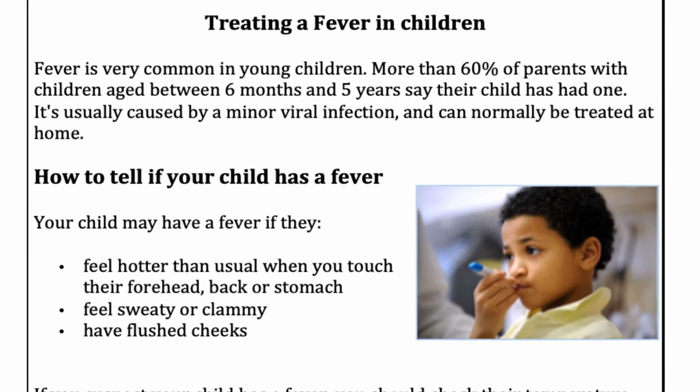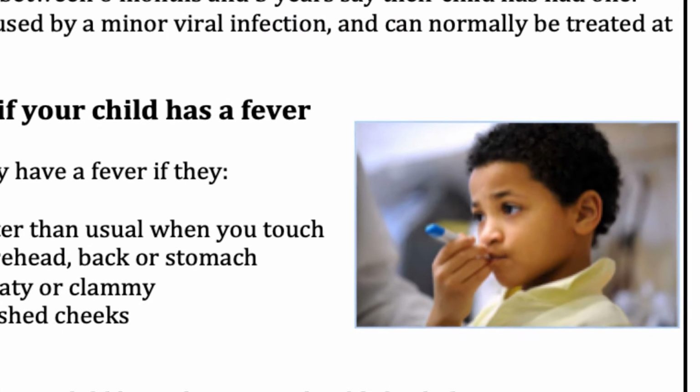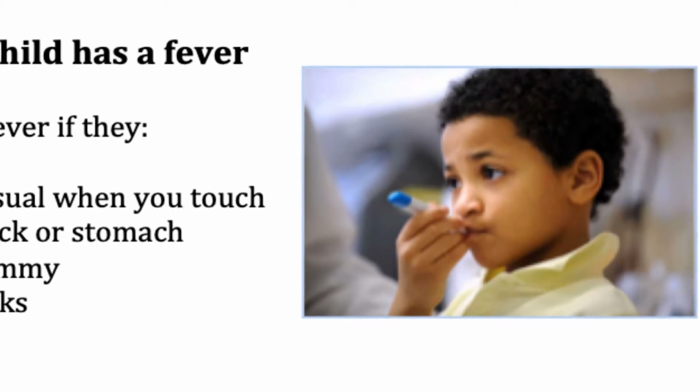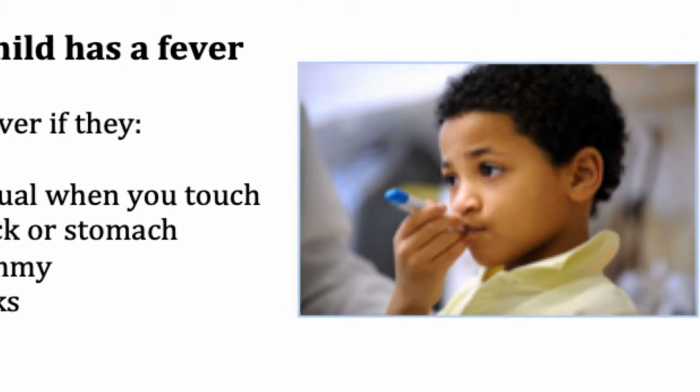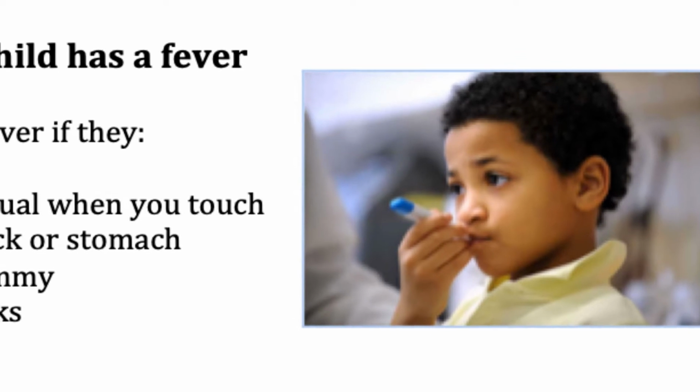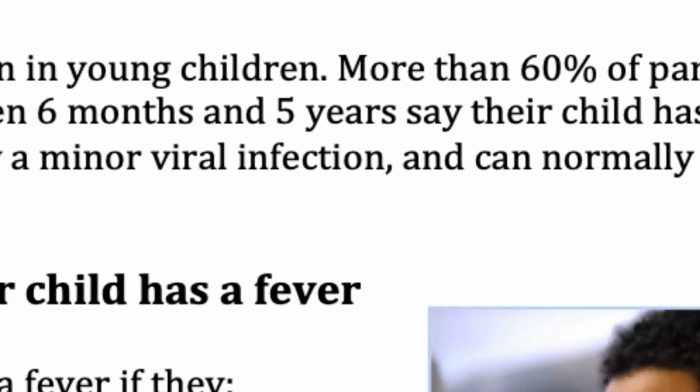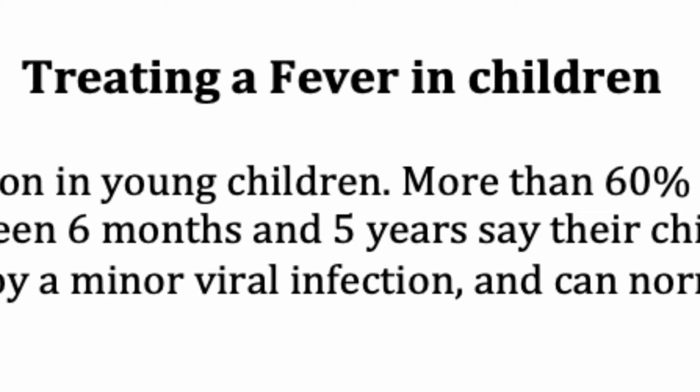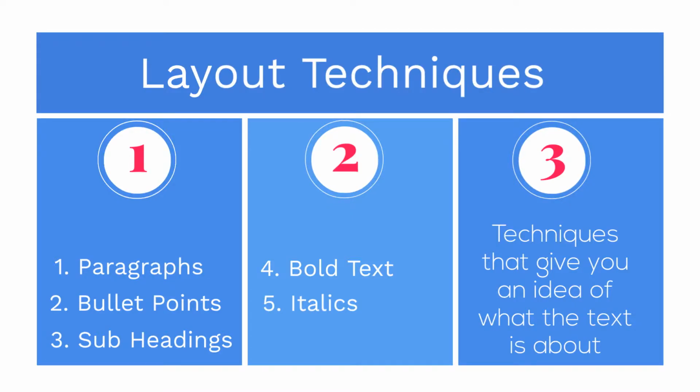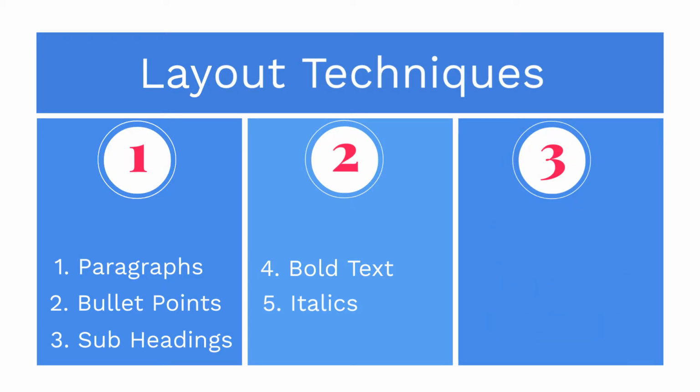Judging from the picture, a young boy with a thermometer in his mouth, we can predict that document B will be talking about children's health. And the title, Treating a Fever in Children, doesn't beat about the bush either. It serves up in just a few words exactly what the text is going to be about. So these 2 techniques belong in the give you an idea of what the text is all about category.